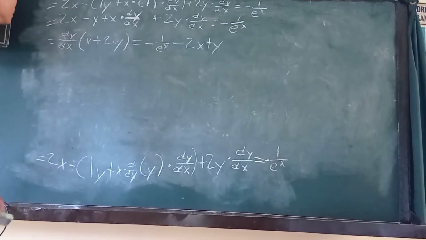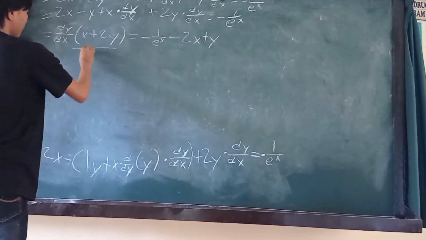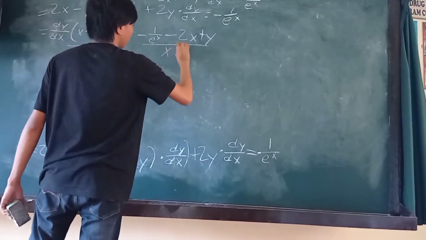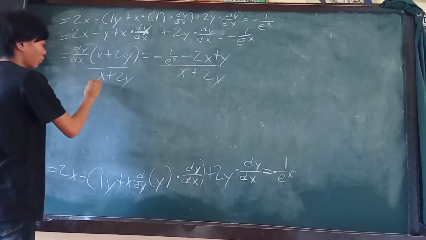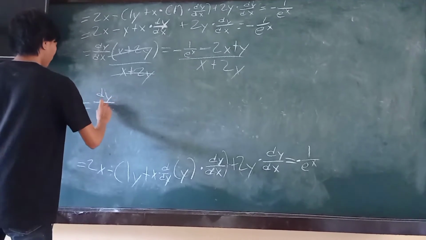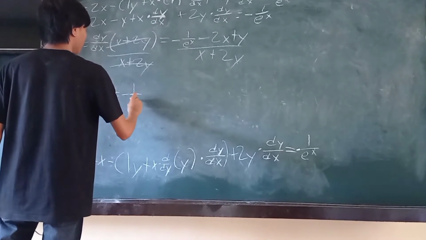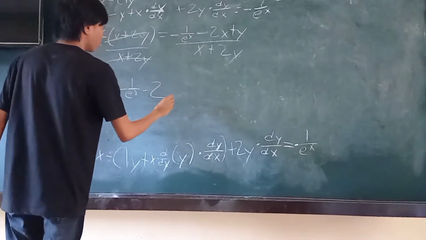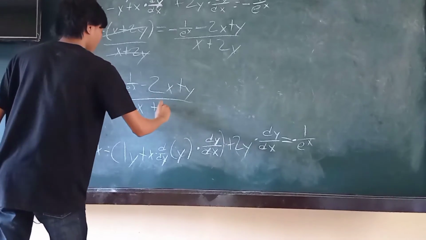Then divide both sides by x plus 2y. Then cancel out the x plus 2y. So dy over dx is equals to negative 1 over e raised to x minus 2x minus y over x plus 2y.